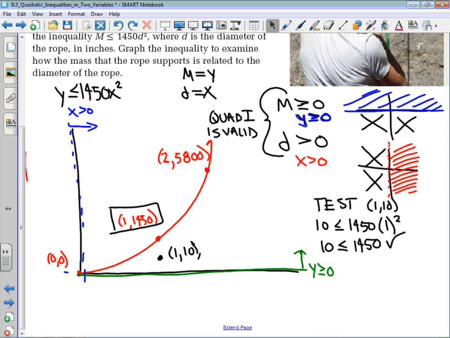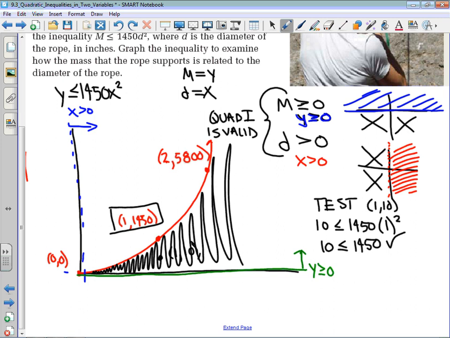Last thing I'm going to do then is shade in the overlap of all of these regions, and it would end up being this shaded location. And certainly this red line keeps on going. And I'll just shade to that point.